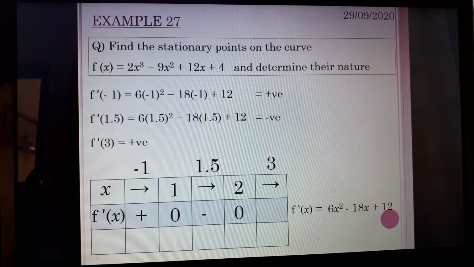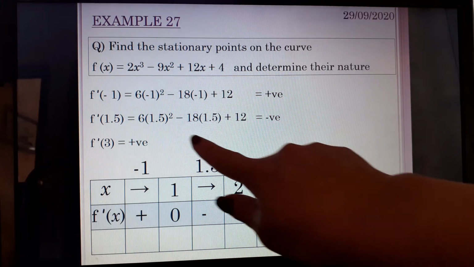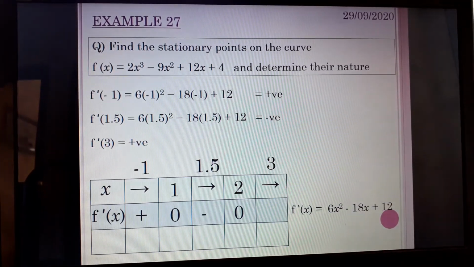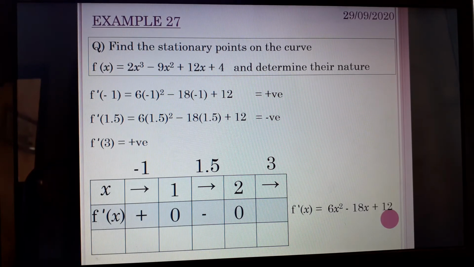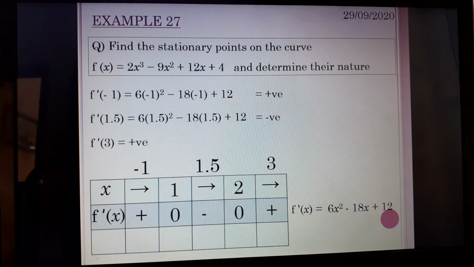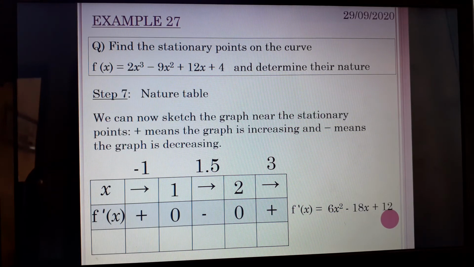Let's work out what f dash of 3 is. You do the same thing, put a 3 into each of the x values for f dash of x, and we end up with a positive value here. So now we're ready to see what the shape of the graph is going to look like.